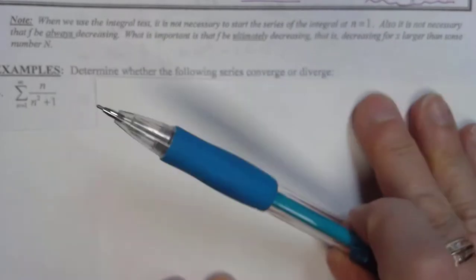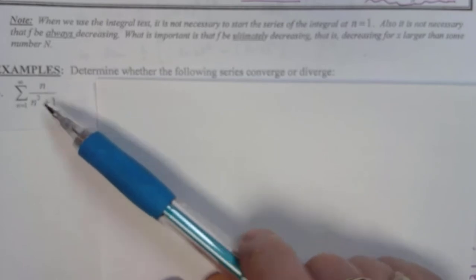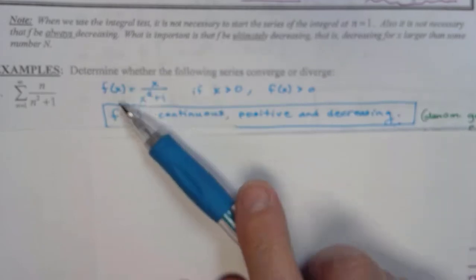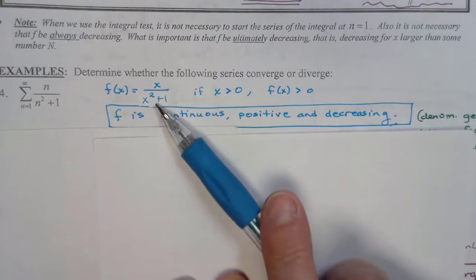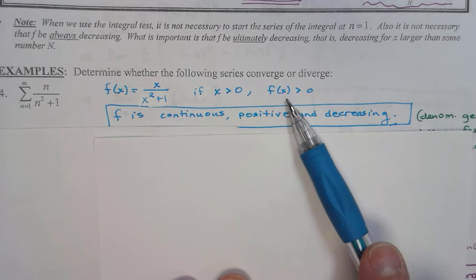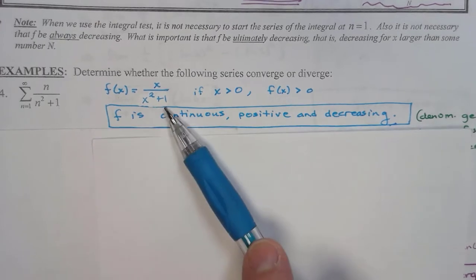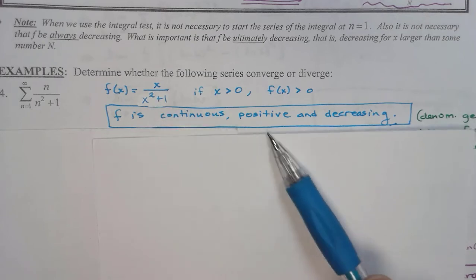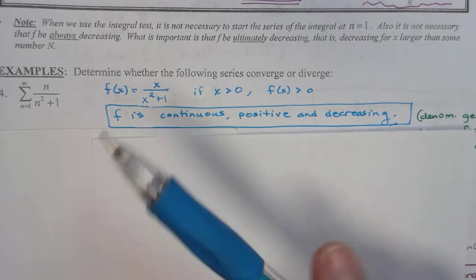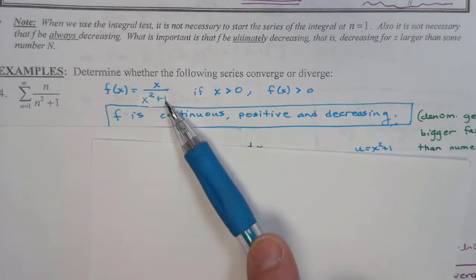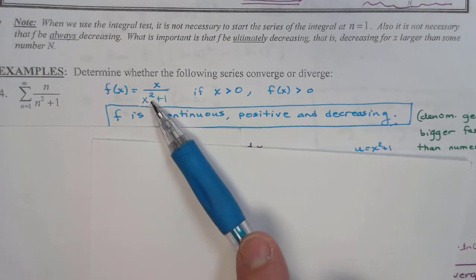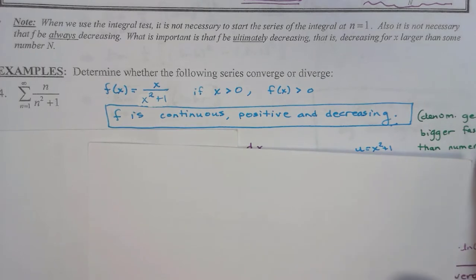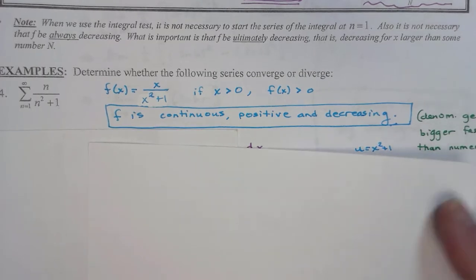Okay, our first example. The series defined by the sum from 1 to infinity of n over n squared plus 1. Well, first of all, what we know is our function f of x is x over x squared plus 1. When x is positive, my function will be positive. We know our function is continuous because the denominator will never equal 0. We know our function is decreasing because, notice that, the denominator is getting bigger faster than the numerator because of that x squared. So we have a function that is continuous, positive, and decreasing.